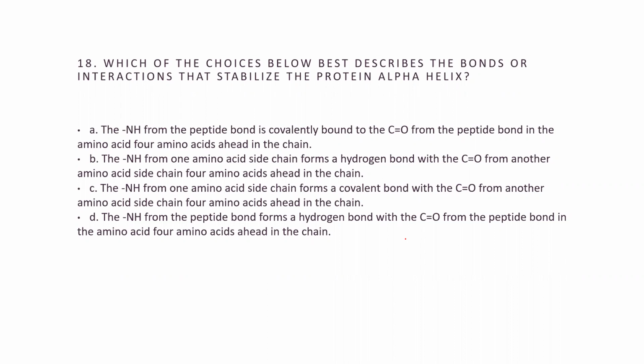What is the answer? Yes, D is the answer. So let's go through these really quickly. Number one: the peptide bond is covalently bound to the COO from the peptide bond in the amino acid 4 amino acids ahead. So what kind of structure is an alpha helix? Secondary structure. Are these stabilized by covalent bonds? No, right? What are stabilized by covalent bonds? Okay, so right off the bat, we know that this one's not the answer.